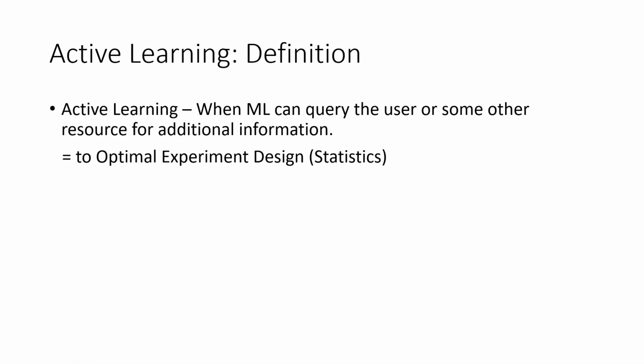Okay, so the definition of active learning. Active learning is the machine learning field where machine learning can actually request a new data point to either be labeled by a user or to collect specific data from an instrument. This fits under optimal experiment design.